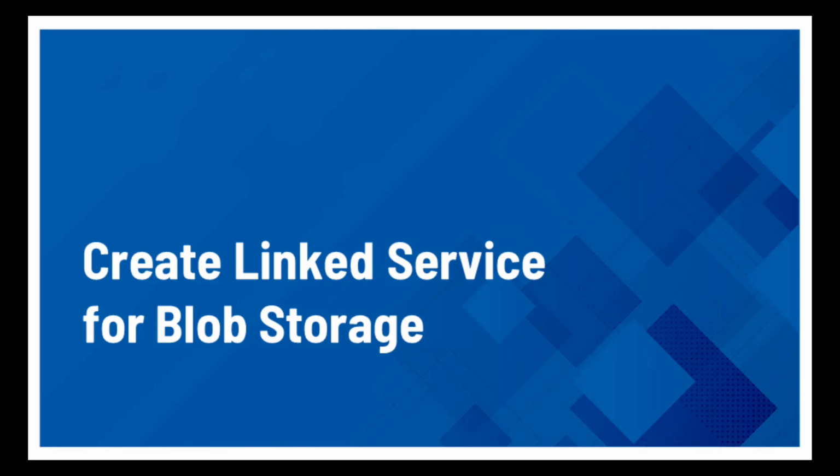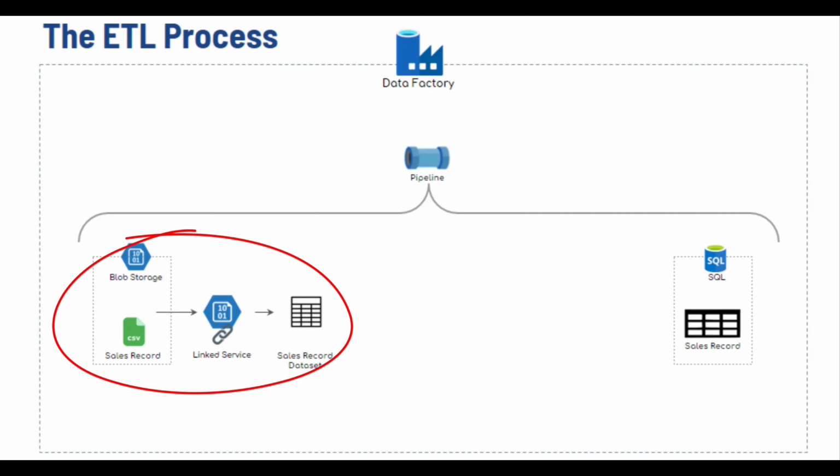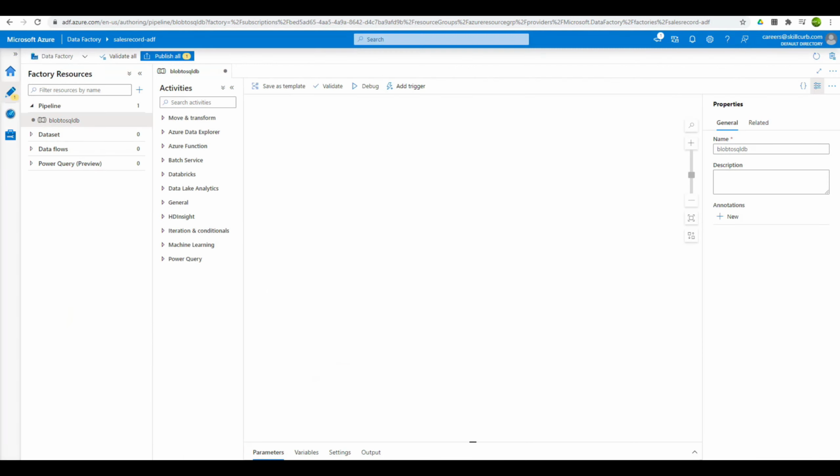Hello and welcome to this lab session. In this lab session, we will look at how to create the linked service for the storage account to bring in the source data in our pipeline. We have created the pipeline. The next step we have is to create the linked service for the blob storage that will be responsible to connect to the data source in the storage account container.